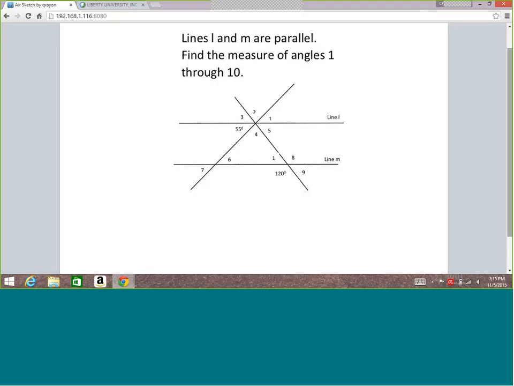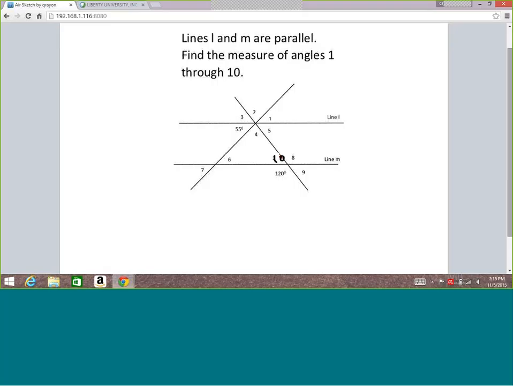I need to find the measures of angles 1, 2, 3, 4, 5, 6, 7, 8, 9, and 10. There's a 10 right there. So we're supposed to find the measures of angles 1 through 10, and I'm only given 2 of the angles, 120 degrees and 55 degrees. So where do we start in this picture?